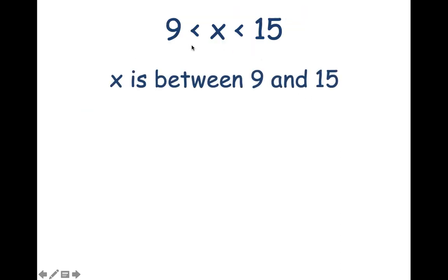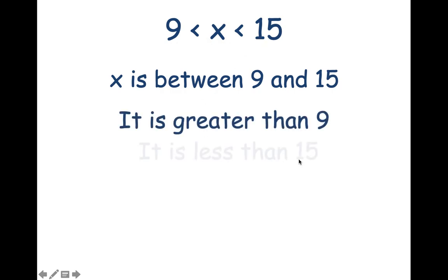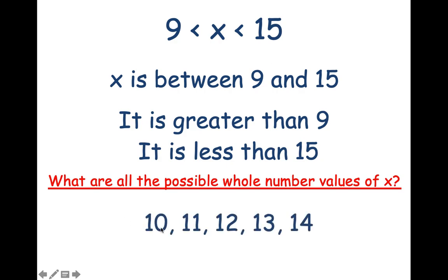Now, for this one, we know that x is going to be specifically between 9 and 15. So the numbers it could be would be 10, 11, 12, 13 and 14. That's quite clear. It's got to be bigger than 9, but it's got to be smaller than 15. So these are the possible numbers it could be.